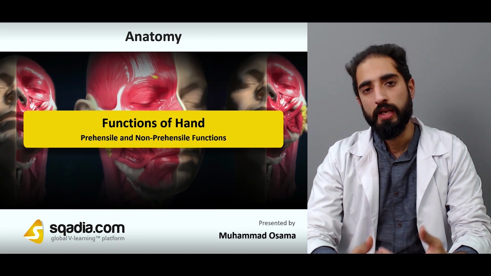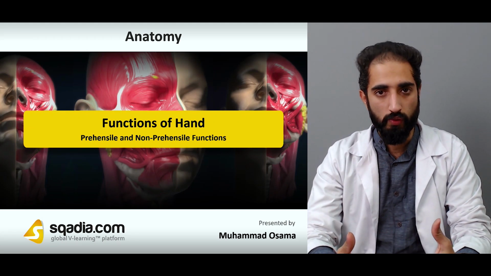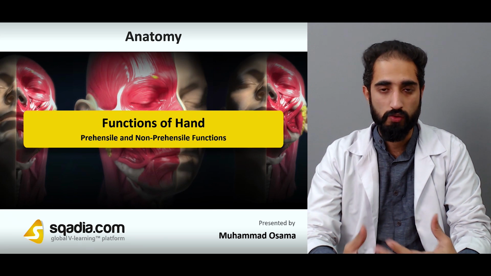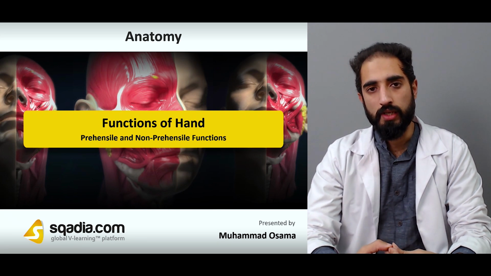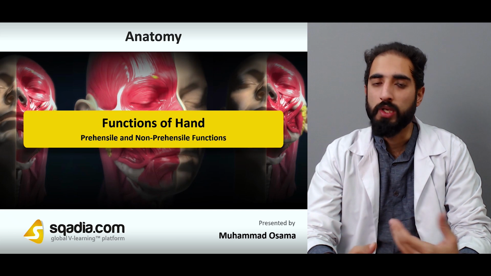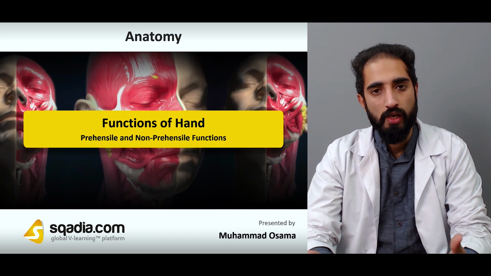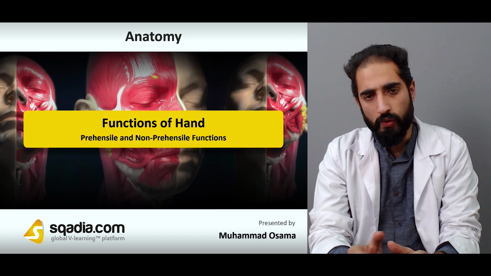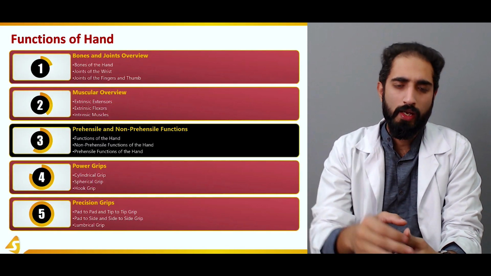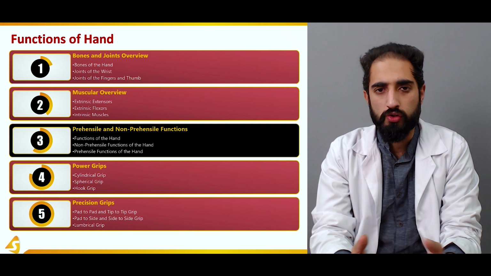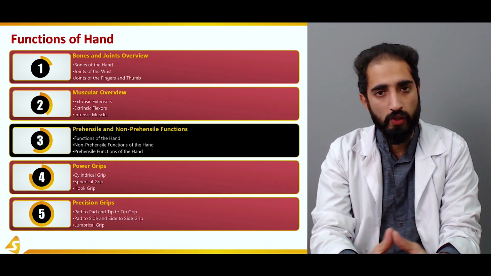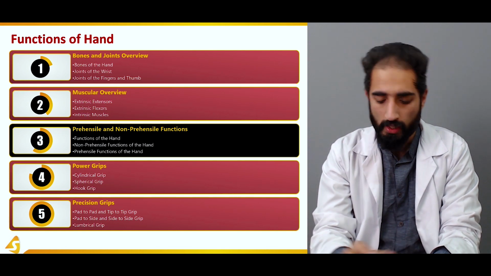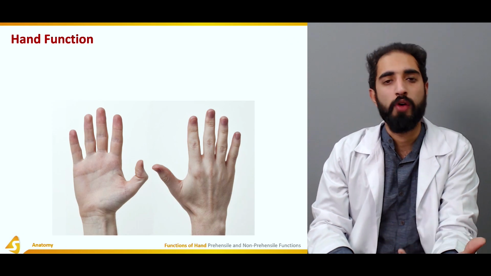Now that we have had the anatomical overview regarding the muscles, the joints, and the bones of the wrist and hand, it would be easier for us to understand the functions of the hand. So in this part of the lecture, we're going to take a look at the functions of the hand generally, and also the prehensile and the non-prehensile functions of the hand. So we will start off with the hand function.